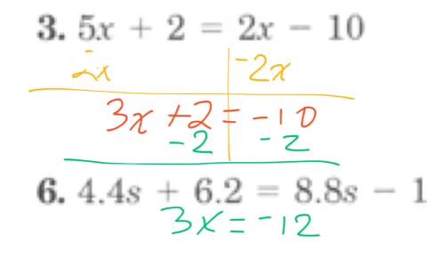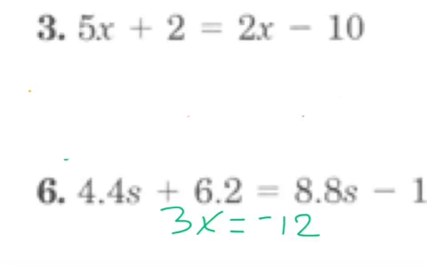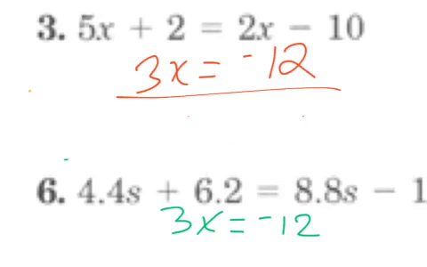We have 3x equal negative 12. Divide both sides by 3, and you get x equal negative 4.